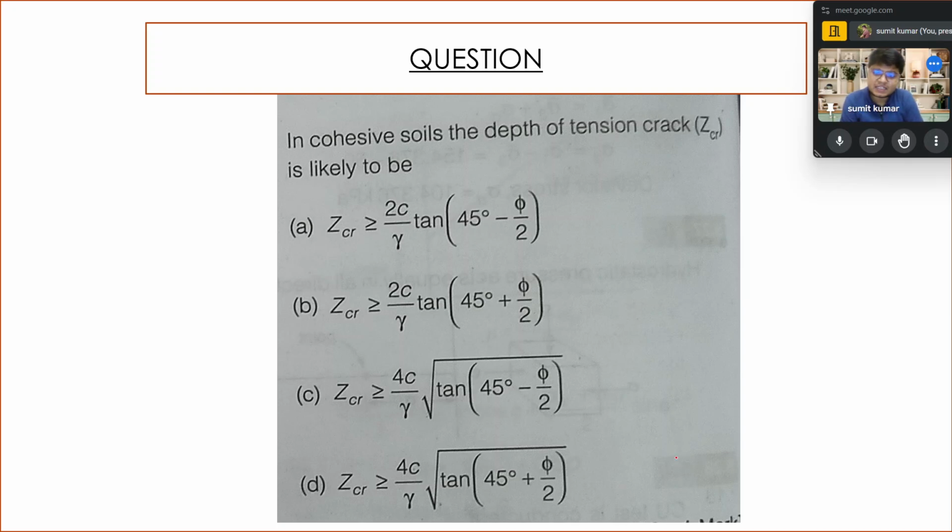We say that in cohesive soils, the depth of tension crack ZC is likely to be. We know the depth of the tension crack from the previous question. This is the revision of the question in another fashion. First of all, we know Ka equal to tan square 45 plus phi by 2.